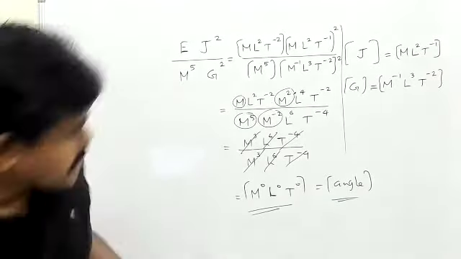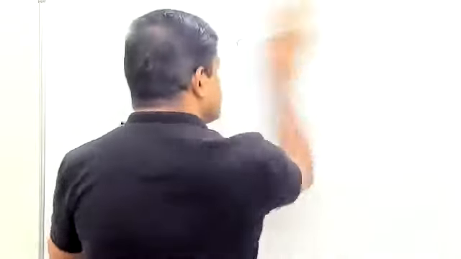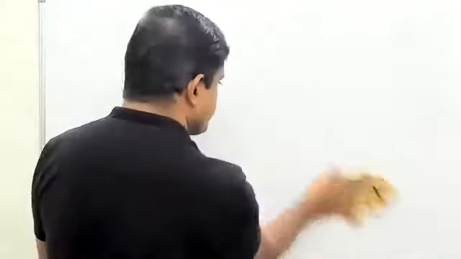Let us move to the sixth question now. Read the sixth question, please. What is there in the sixth question? Which of the following quantities has the same dimensions as gravitational constant?